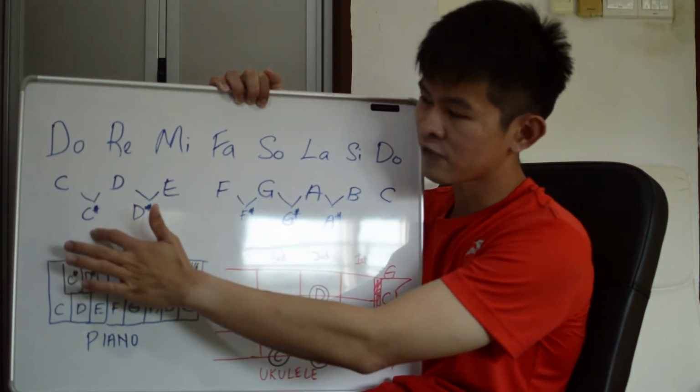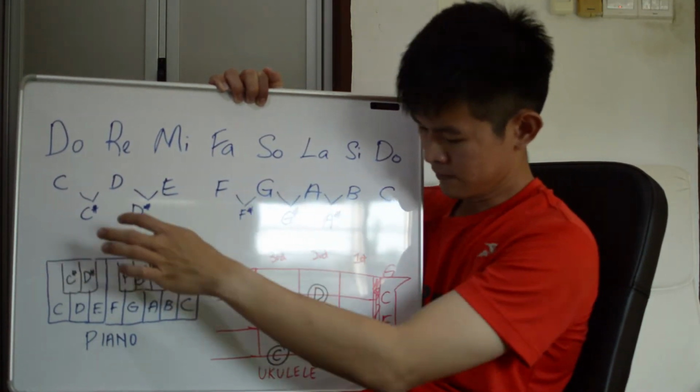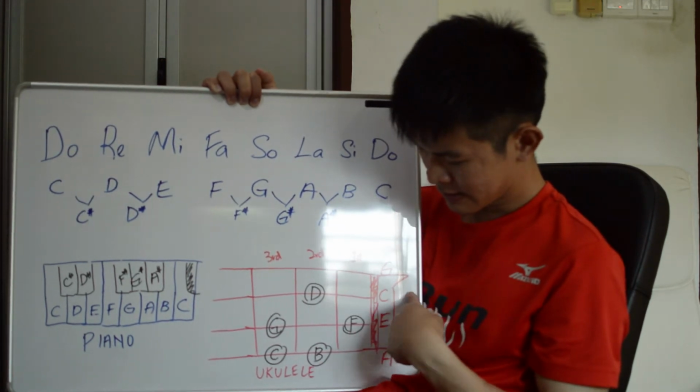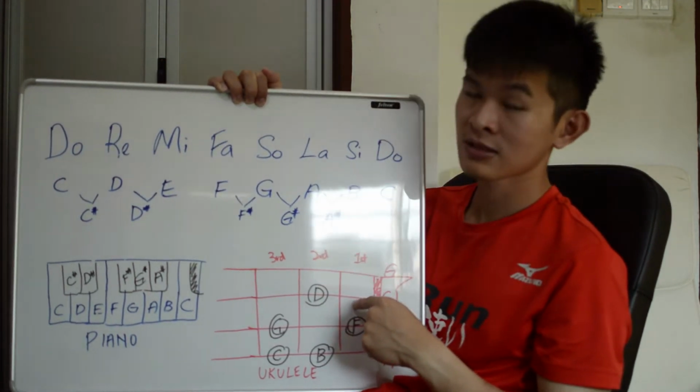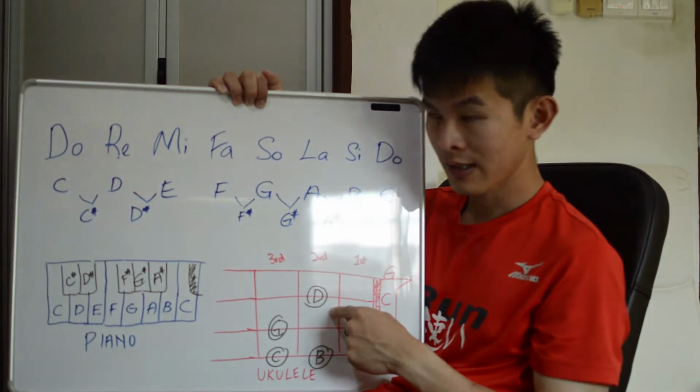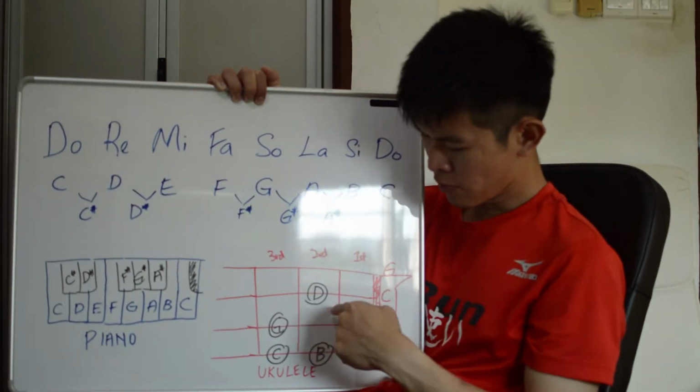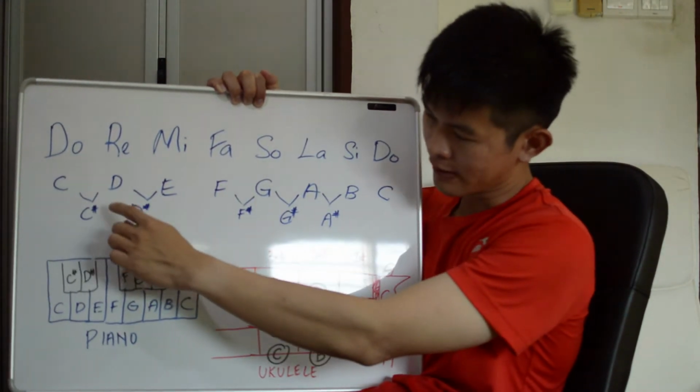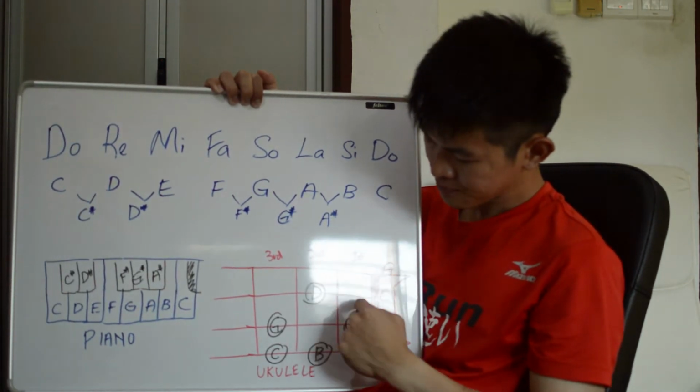it's a full note, so we have to leave it one column. It means that this is C, then leave it one column because this is C sharp, and pop to D. Okay? Re, Do, Re, Do, Re, okay? So we leave one spot.